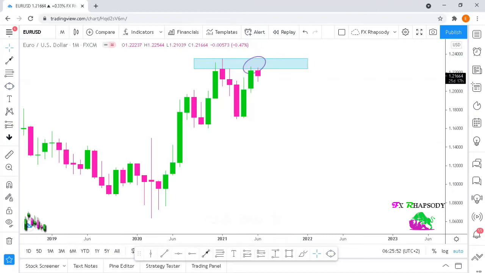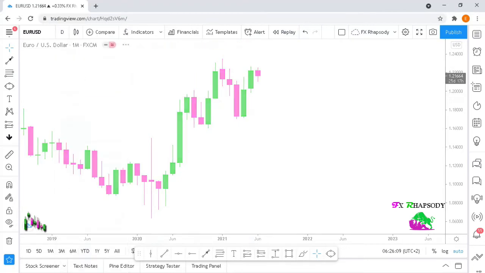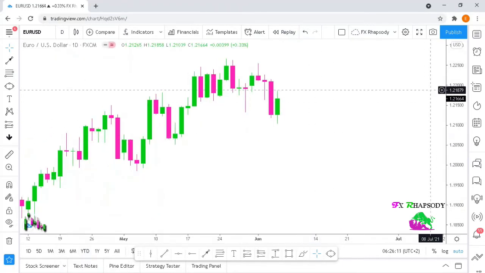So again, being price action and all, looks like it's making a little bit of a double top. We're expecting price to start falling from this side. So if we drill down, I'm not going to do the weekly, we're just going to drill down to the daily, on a daily time frame.